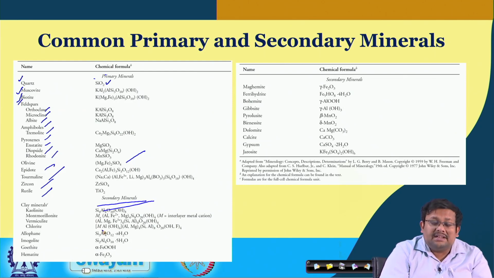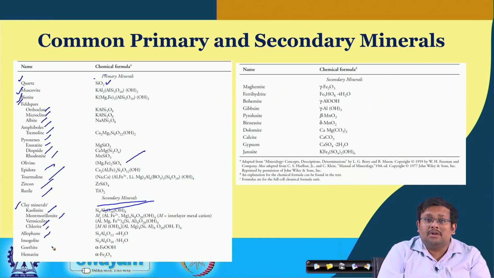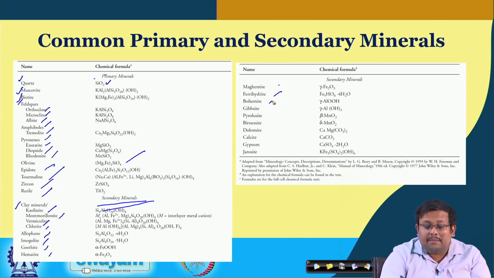What are the important secondary minerals? Clay minerals. Some examples are kaolinite, montmorillonite, vermiculite, chlorite. We will discuss them. Also, allophane, which is a non-crystalline clay mineral. Also, imogolite, goethite, hematite, maghemite, ferrihydrite, boehmite, gibbsite, pyrolusite, birnessite, and then dolomite, calcite, gypsum, jarosite.